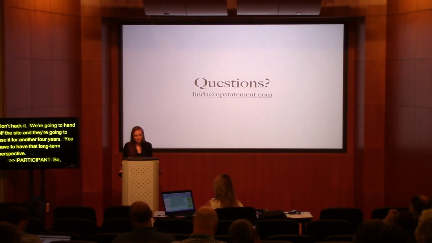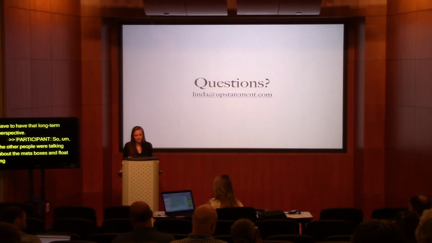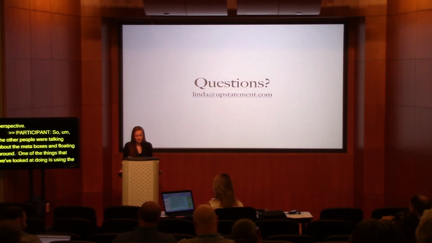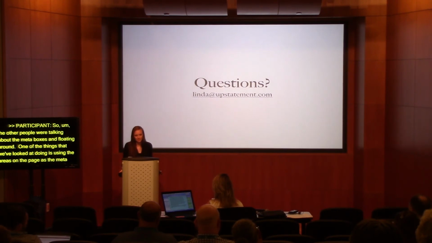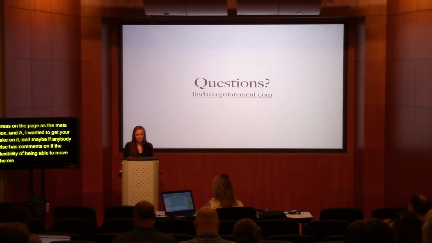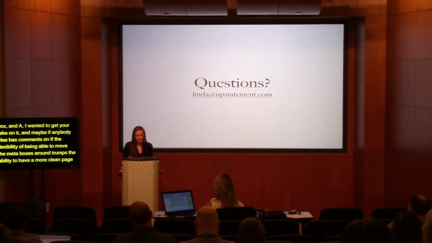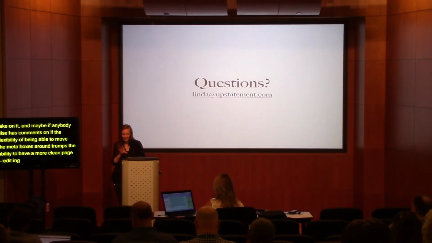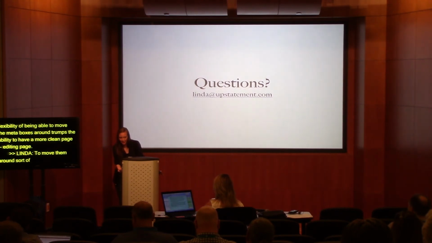So the other people were talking about the meta boxes and floating around. One of the things that we've looked at doing is using the areas on the page as opposed to the meta box. I wanted to get your take on it, and maybe if anybody else has any comments, on whether the flexibility of being able to move the meta boxes around trumps the ability to have a cleaner page editing page. To move them around, within the edit page.